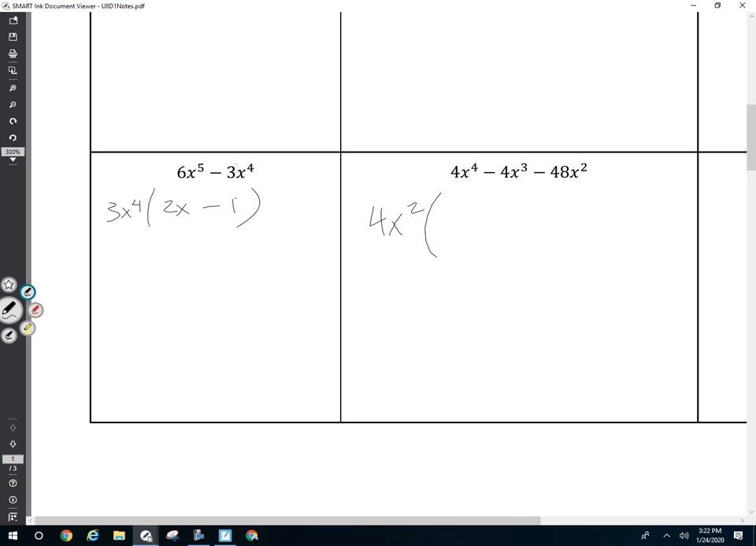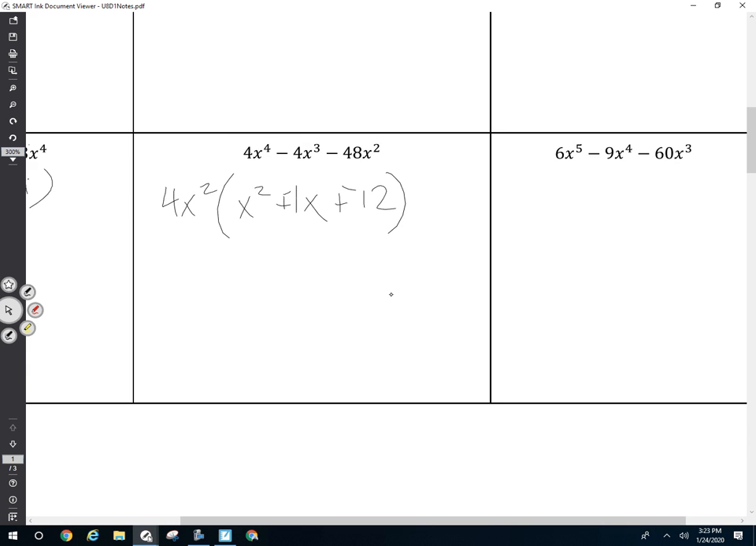If you pull it out of the first term, what do you get? X squared. Out of the negative 4x cubed? Minus x. Minus x, or minus 1x, or plus negative 1x. All right, out of negative 48x squared? Well, 12 times 4x squared is positive 48x squared. So you're close, but not perfect. Negative 12 is very important to get the right signs. Okay, good. Let's keep going.